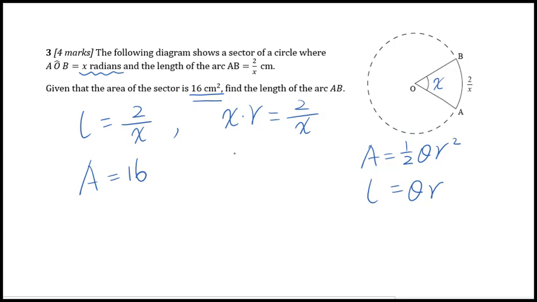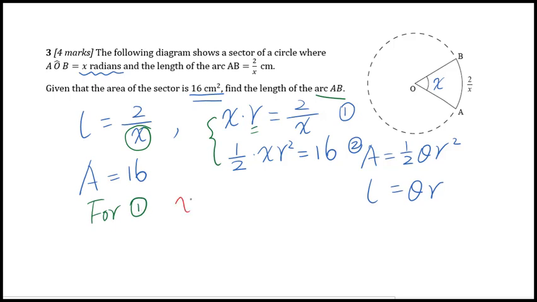So we get 1 over 2, theta is x, r squared equals 16. So we get the first equation and a second equation. Then we have a system of equations now. Since I'm looking for arc AB, we need to figure out this x so that we can get the arc length. For the first equation, let's solve for r first by cross multiply.